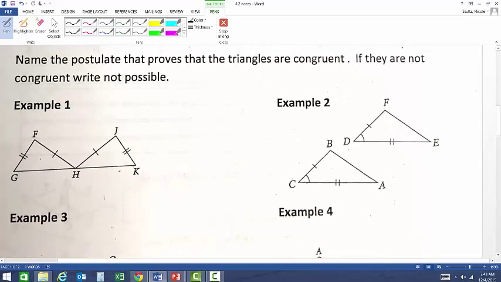So in the bottom, it says to name the postulate. So that means either SSS or SAS, which theorem can be applied, or state if a theorem can't be applied. Maybe I didn't give you enough information. So let's find out.